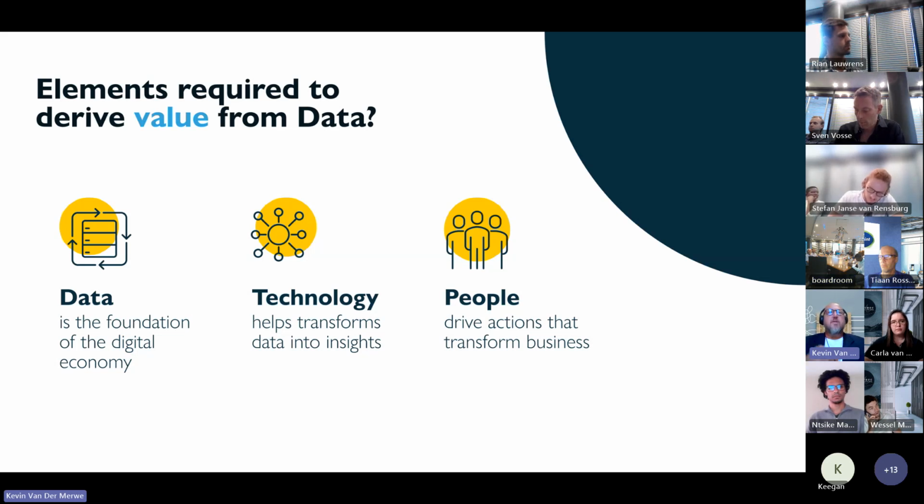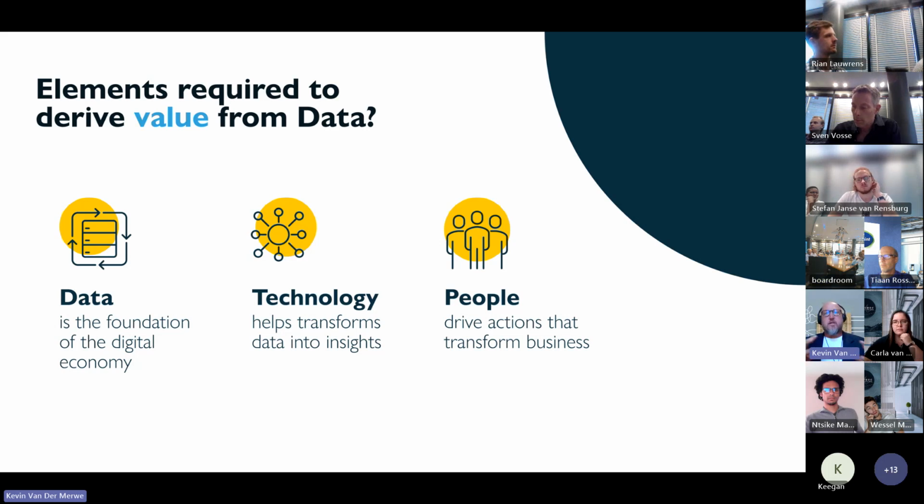So what are those elements we need to get value from data? First of all, we need data, right? That's the foundation of all things digital. Every time something goes digital, it starts creating these streams of data. So we've got these new streams of data, recording activity, identity, movement, coming at us all the time. So the data is there. That's a constant challenge. We're not talking about the data component today.